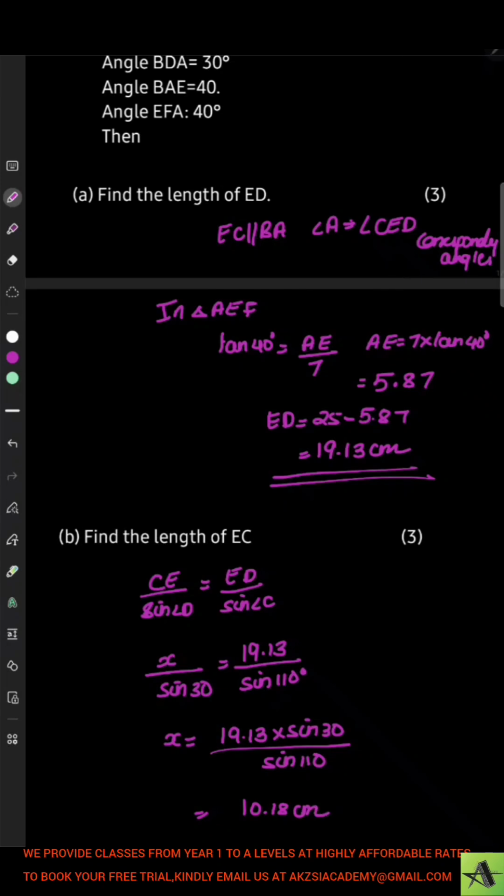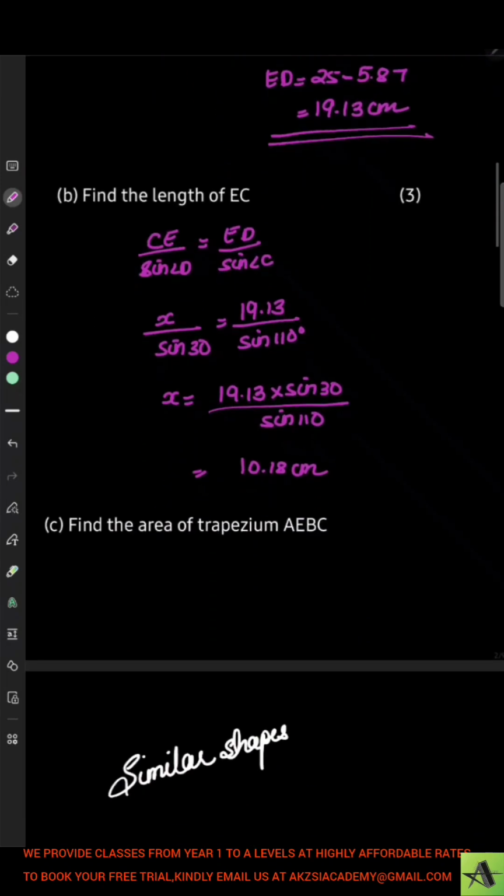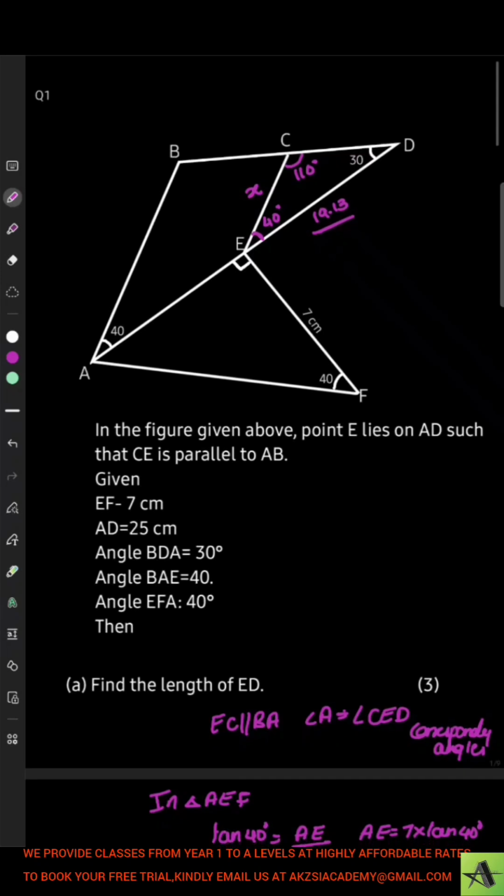centimeters. Third part says find the area of the trapezium AEBC. We have this trapezium, we have to calculate the area of this one. The formula to calculate the area of a trapezium is half times (A plus B) times C, which means A plus B are actually the parallel sides. So the length of EC plus the length of BA multiplied by the distance between them, which is BC. So that's basically your formula to calculate the trapezium.